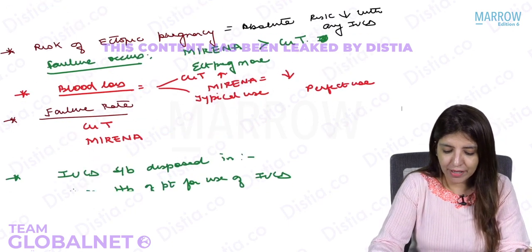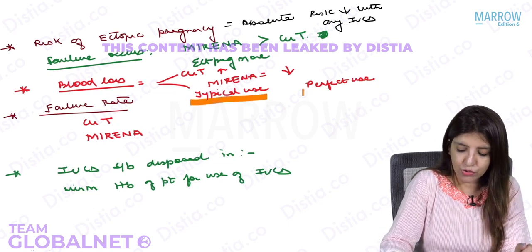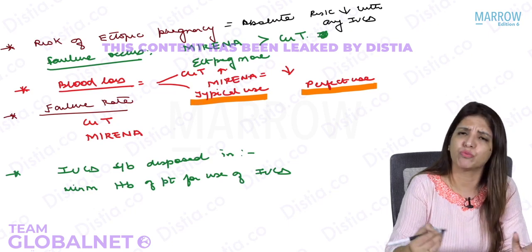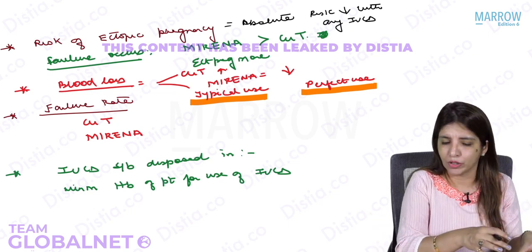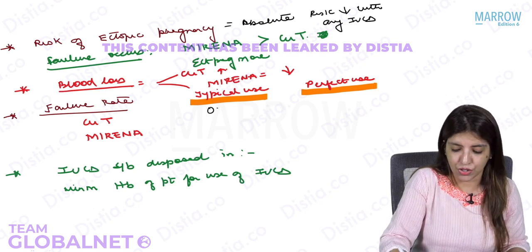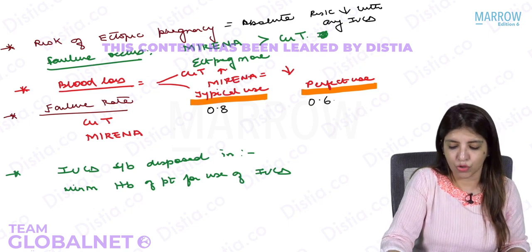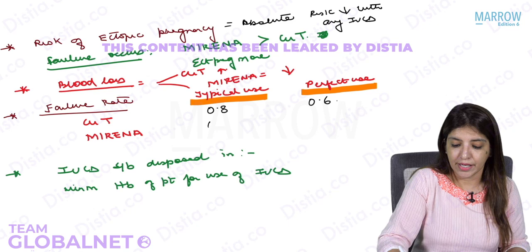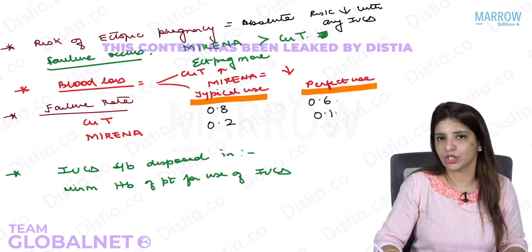Right? If we compare failure rates, now when you are comparing failure rates for typical use and perfect use, most of the times they are very similar because they are not dependent upon the patient. So in copper T, the failure rate with typical use is 0.8 per 100 women years. With perfect use, it is 0.6. With Mirena, it is 0.2 with typical use and 0.1 with perfect use.